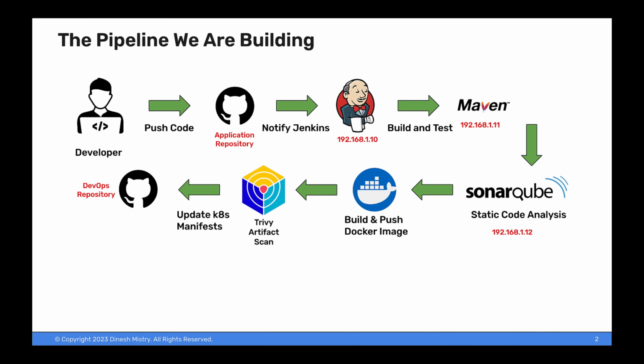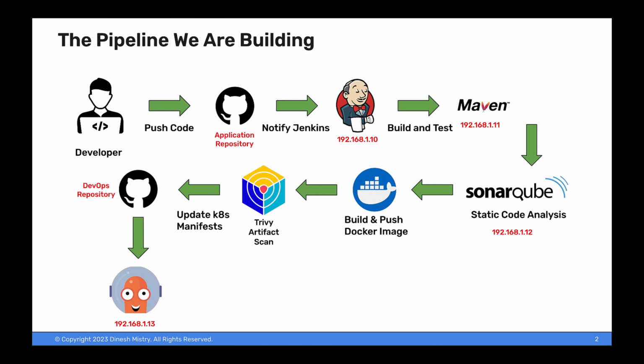We'll then update a set of manifest files. These manifest files will reside in a separate repository. In our case, it's going to be a DevOps repository. It'll contain a deployment manifest as well as a service manifest. And we'll update these with each successful pipeline build to have the latest version of the tag.